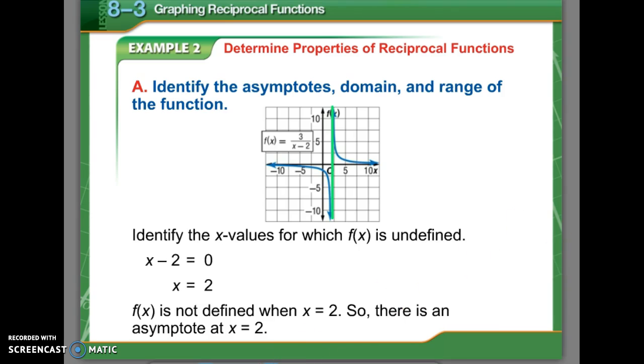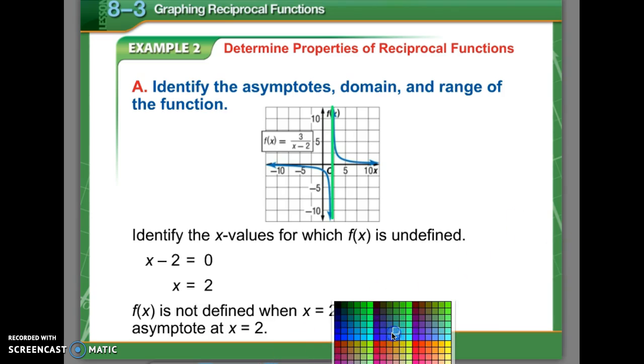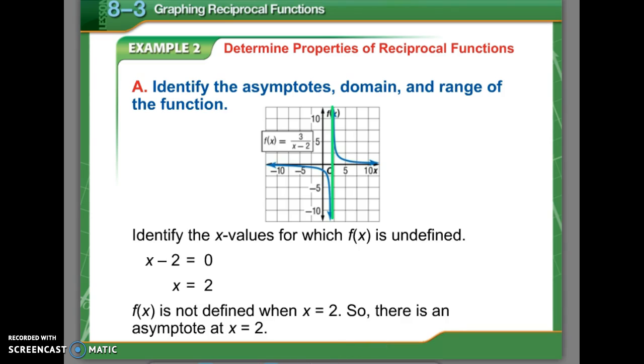I can draw that one in. Let me change the color. Let's do a red. There's going to be another asymptote right here along the x-axis. And that's the equation, oops, let me undo that and change back to my pen. That's the equation y equals 0.